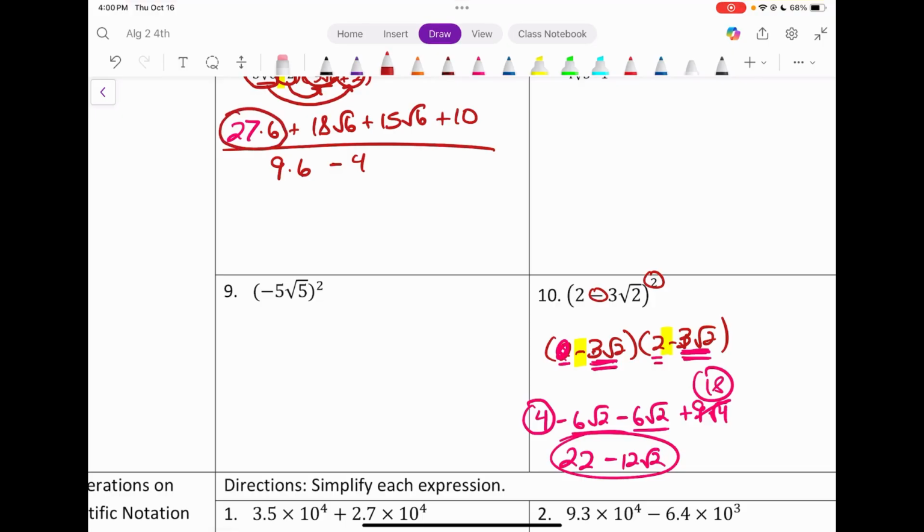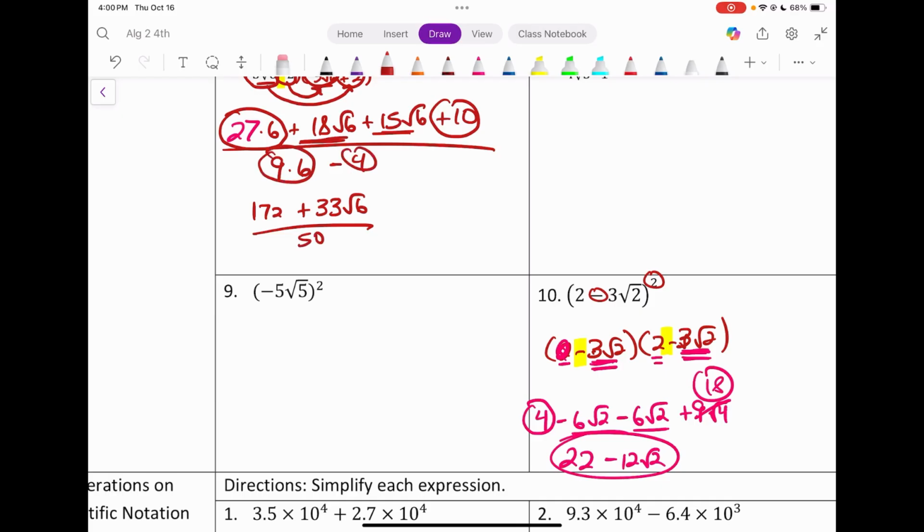162 is what you get when you multiply these. That combines with 10, gives you 172. These are also alike. 18 root 6, 15 root 6 gives you 33. Leave the root 6 alone. On bottom, you have 54 minus 4, or just 50.